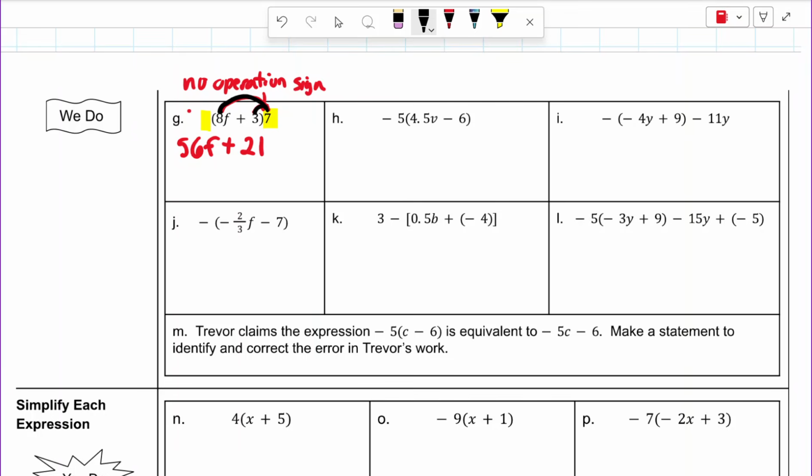All right, going on to the next one. I see a minus sign right there, so I like to go additive inverse. And this is a negative 5 times 4 and 5/10 v. So I like to use a calculator on this one.